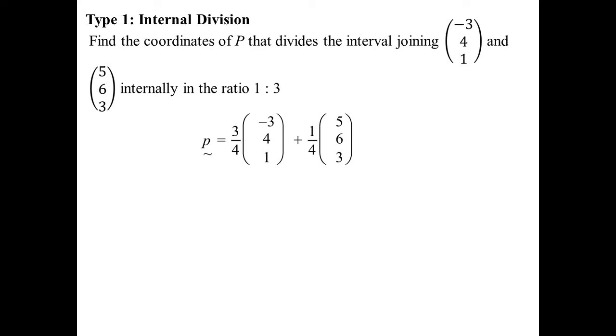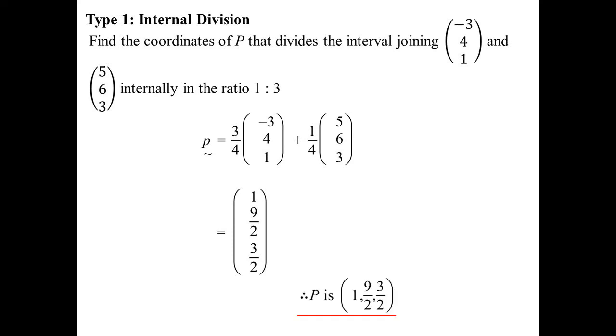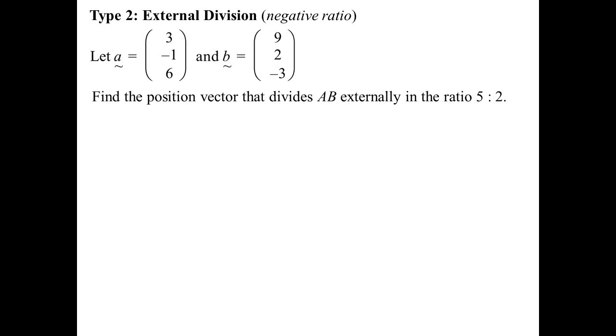And now all we've got to do is work out what that is. There it is, (1, 9/2, 3/2). But again, it said find the coordinates, so P would be the point (1, 9/2, 3/2). Let's do an external one.